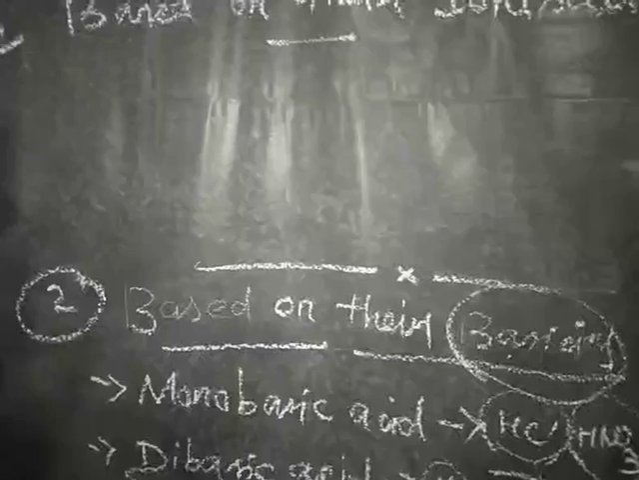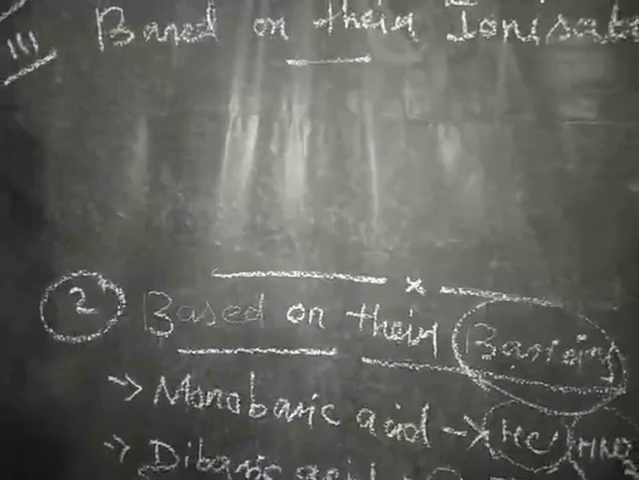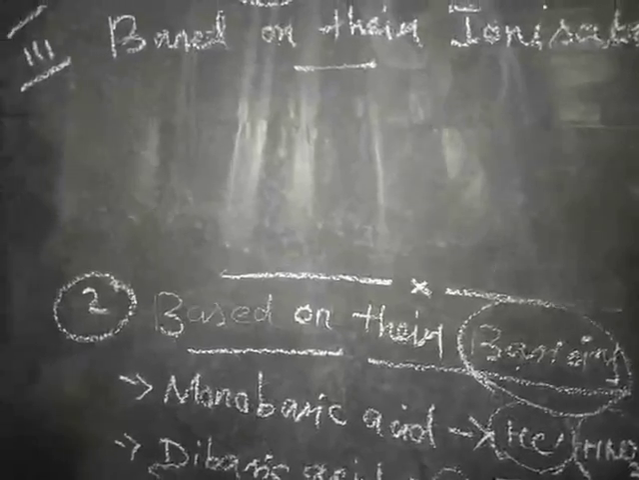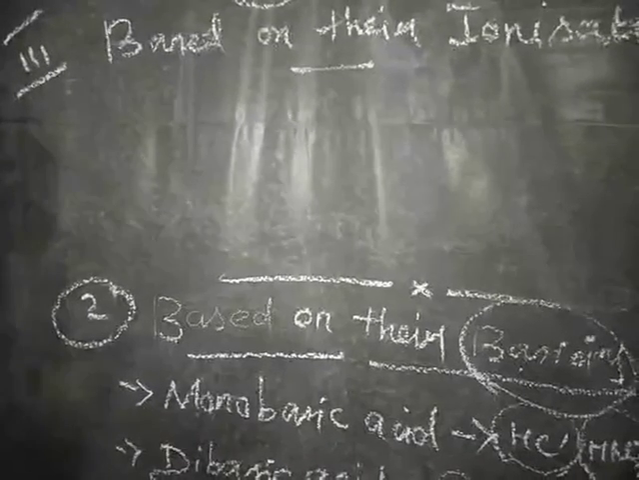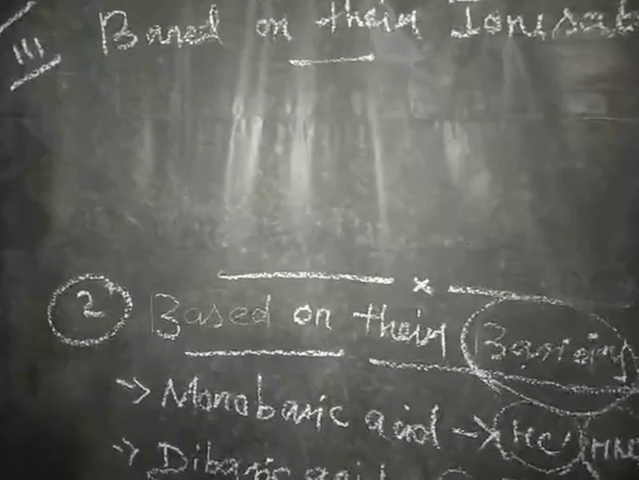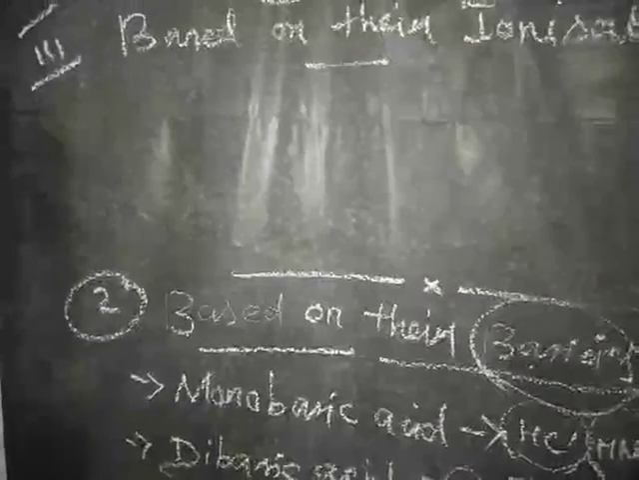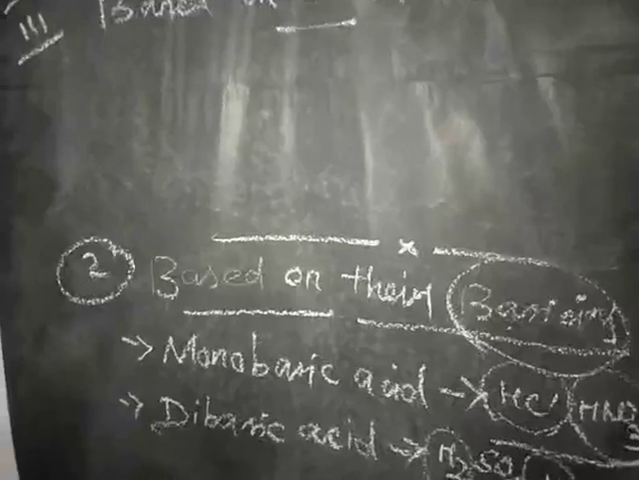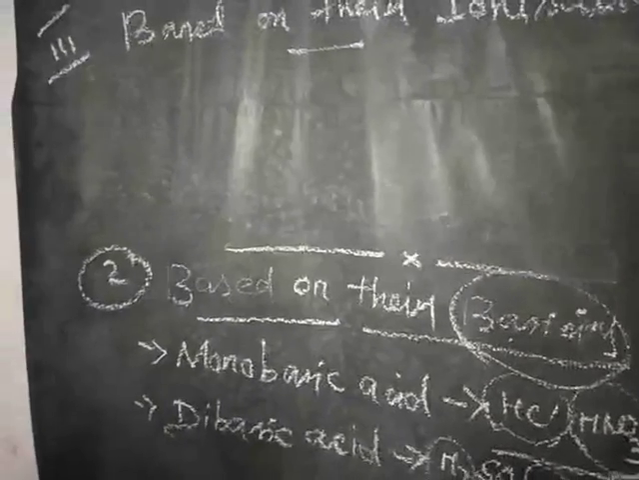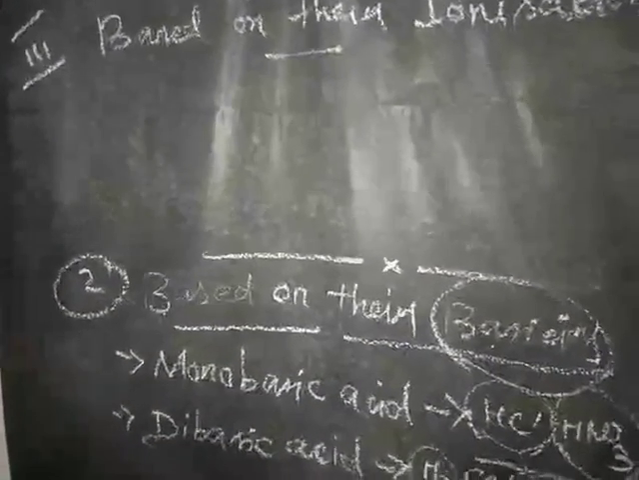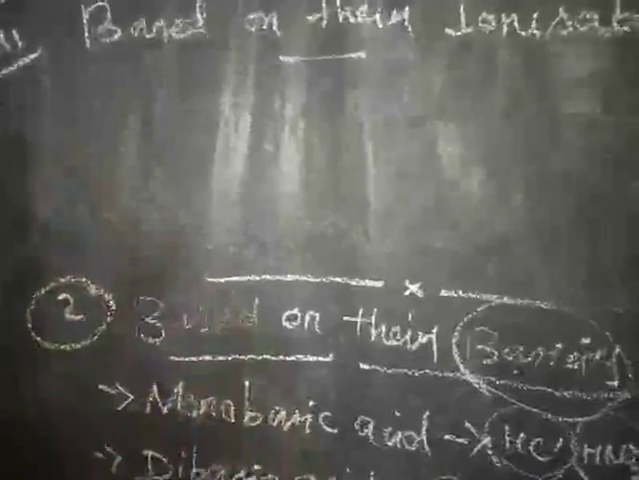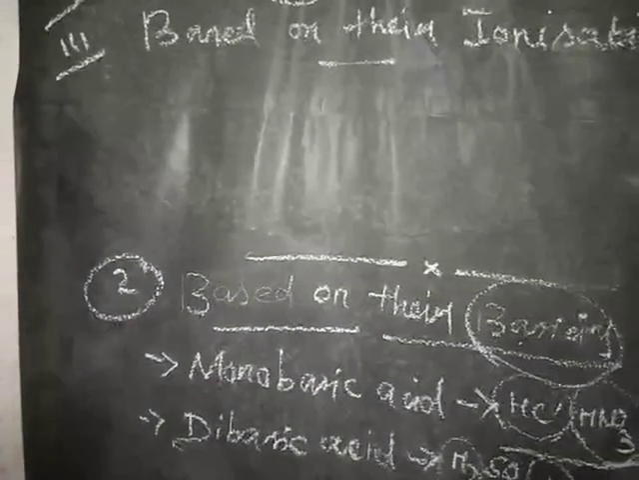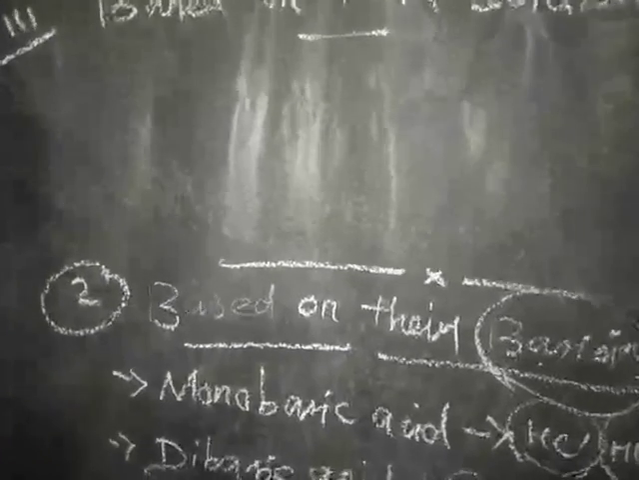Ionization is nothing but what? It is the condition of being dissociated into ions by an external source. That may be heat, radiation, chemical reactions, or electrical discharge. So with the help of some external source, the substance may split into ions, that is called ionization. So based on their ionization, acids can be classified into two types.